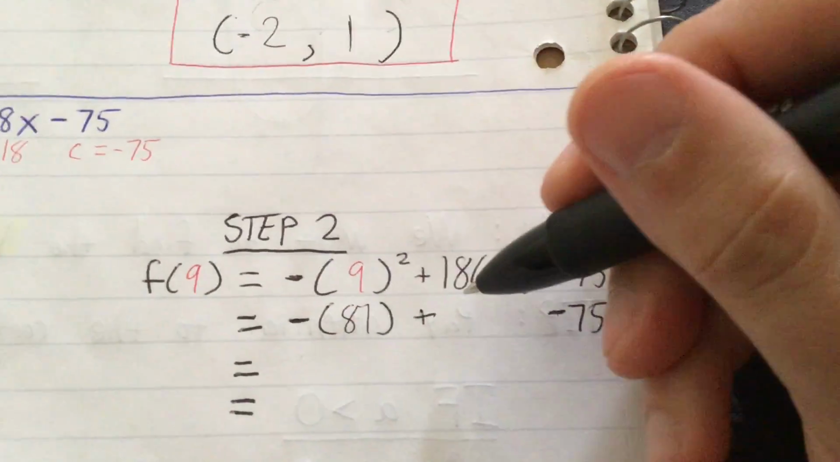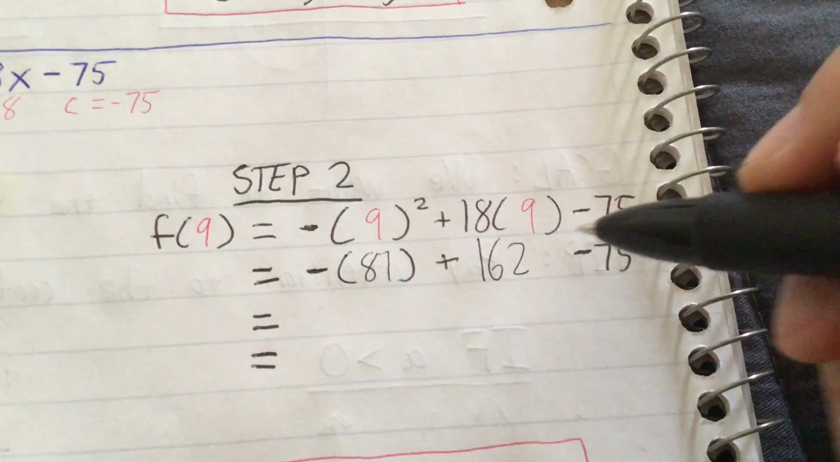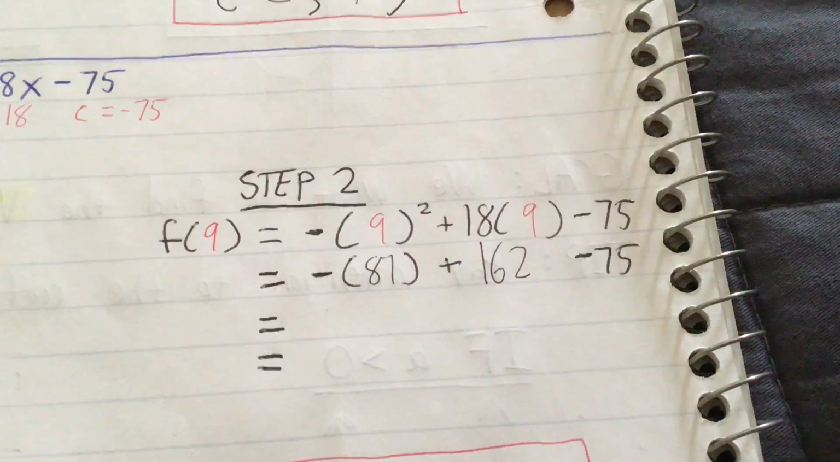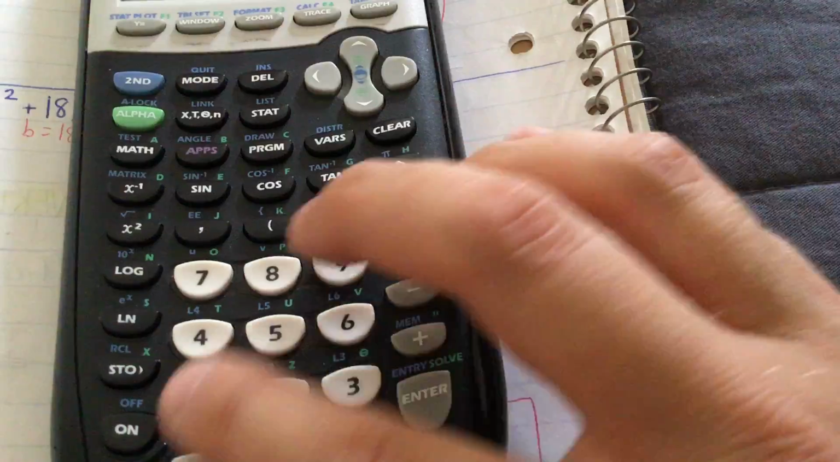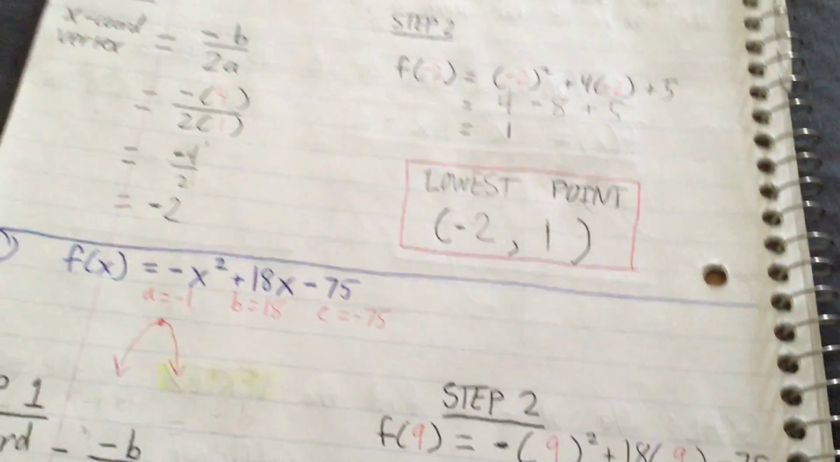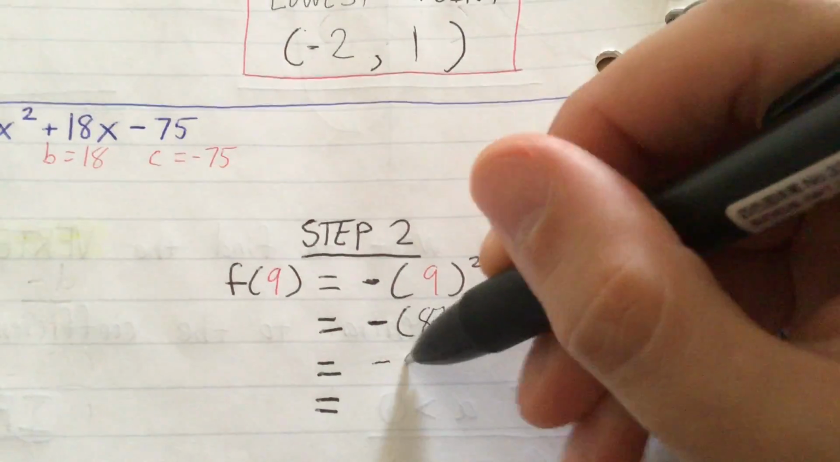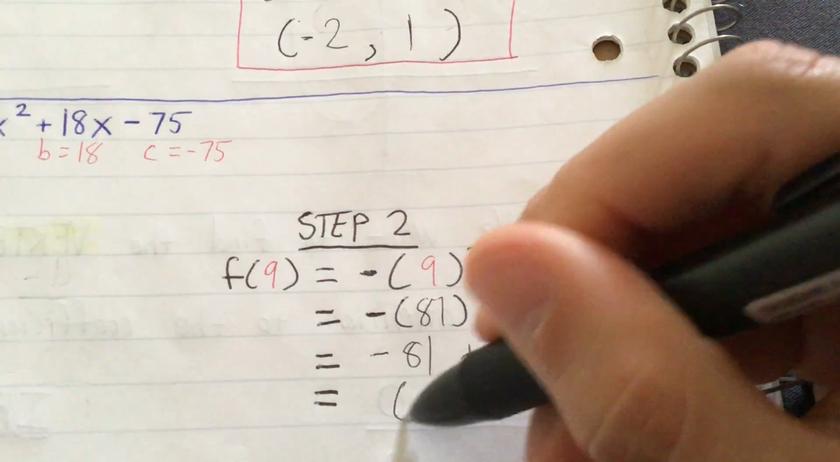So it's just a baseball thing. 162 games in a baseball season. So negative 81 plus 162, well, that's 81. And then 81 minus 75 should be 6. So just because I'm paranoid, negative 81 plus 162 minus 75, that should be positive 6. And it is. So positive 6, negative 81 plus 162 minus 75 is positive 6.